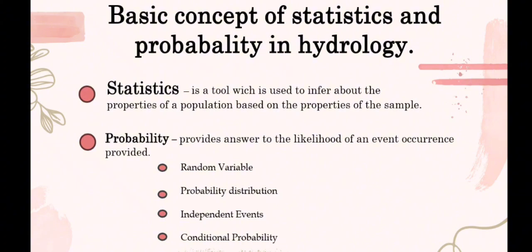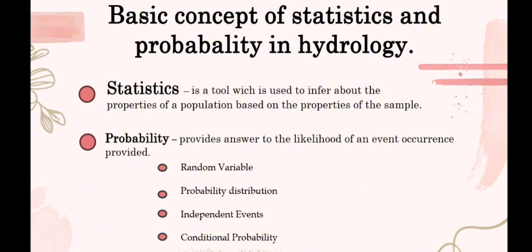So let's proceed to the principles of probability. First is the random variable. Ang random variable naman ay ito yung measurement of the outcome of a probability experiment. So its value is determined by chance, and random variables are typically denoted using the capital letter X. So ang random variable ay ito yung possible outcome of an experiment.